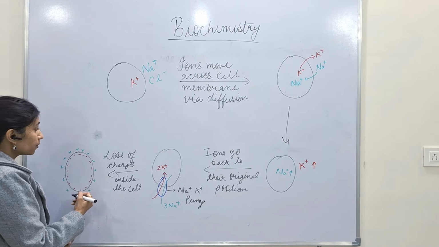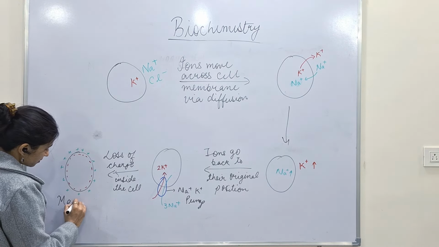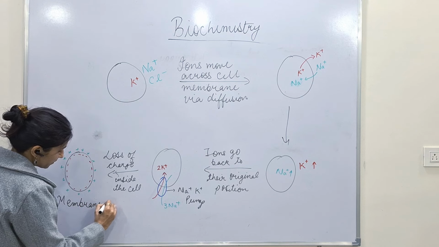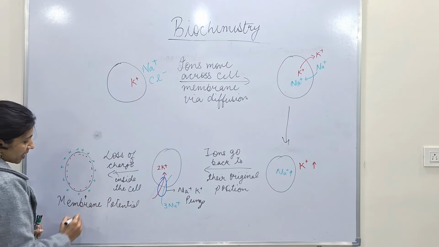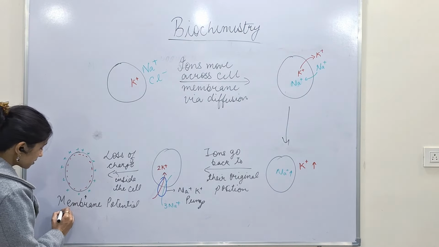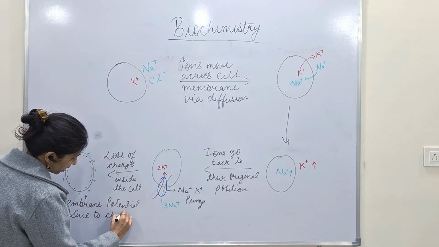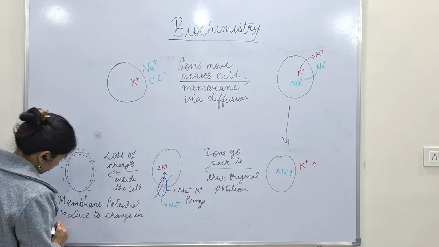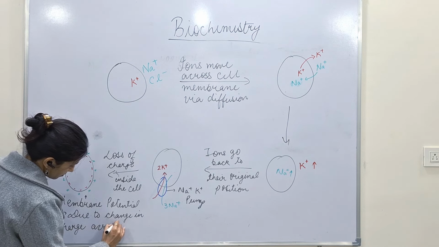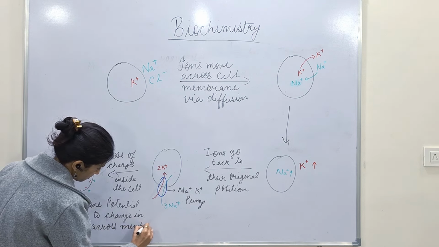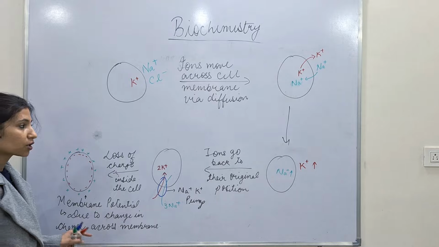This change in charge with respect to time is termed the membrane potential. So this happens due to the change in charge across the membrane. Membrane potential occurs due to the change in charge across the membrane.